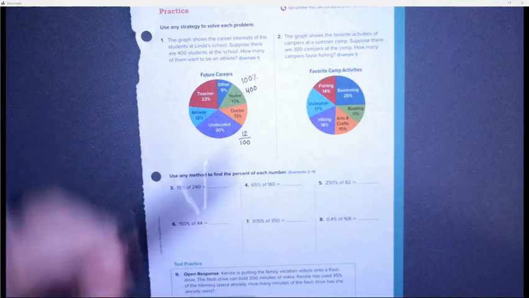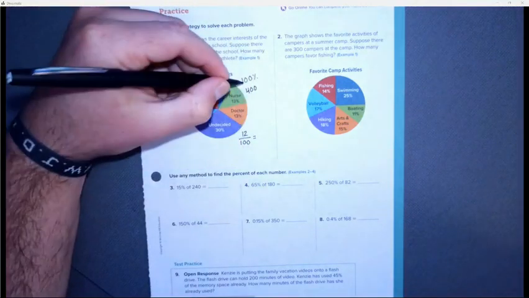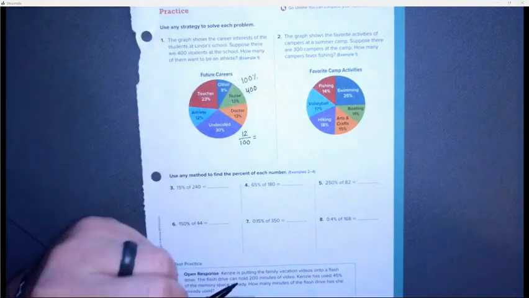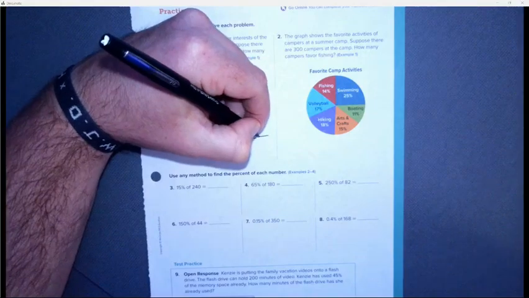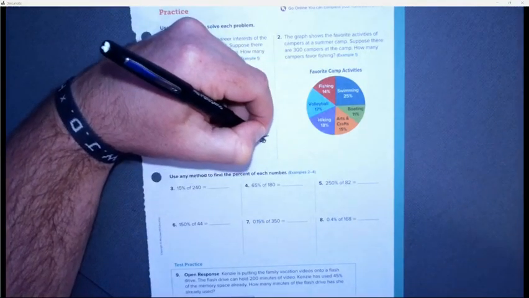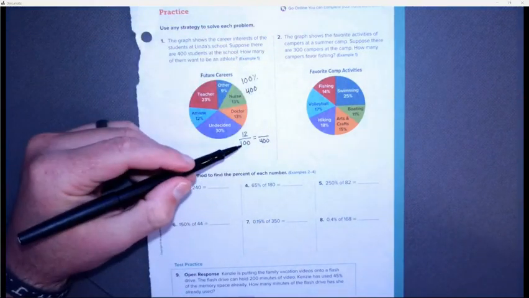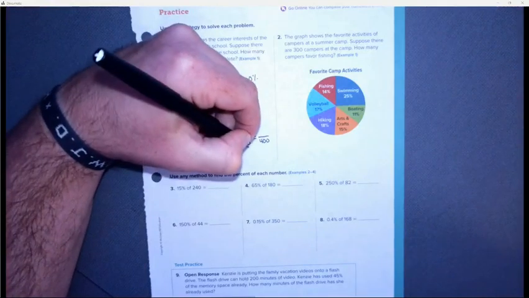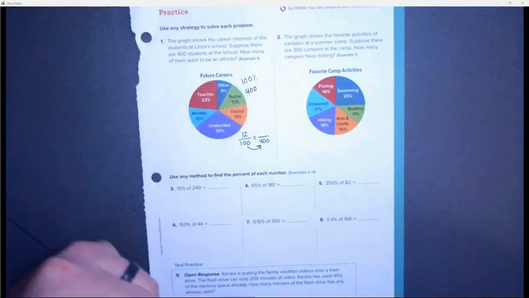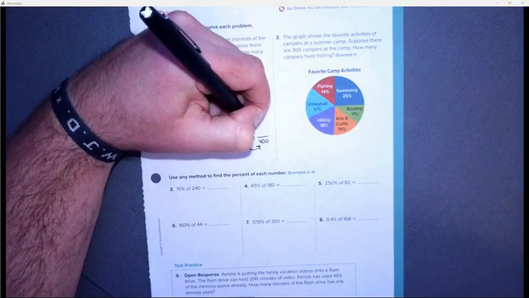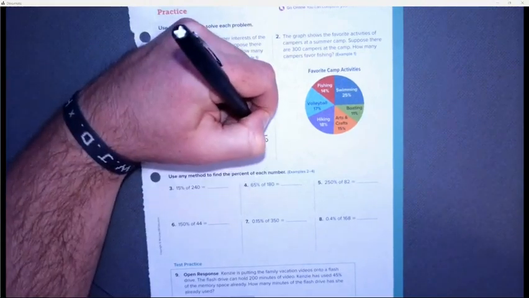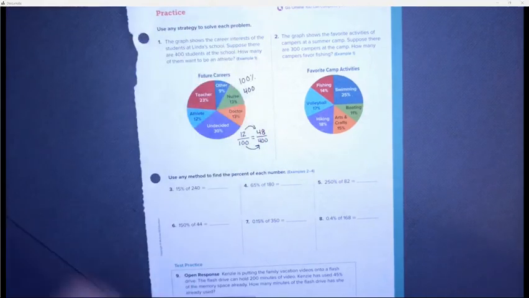And we know that there are 400 students in the whole school, and we said that 100% is the same as our 400 students. So in our equivalent ratio, we need to have 400 as our denominator. Now we look at 100 times what will get me to 400. That is times 4. So 12 times 4 is 48. So 48 of my 400 students want to be an athlete.